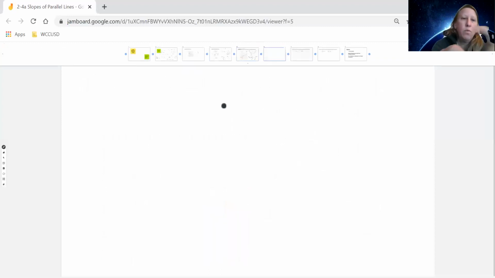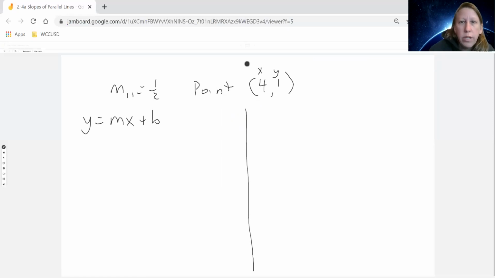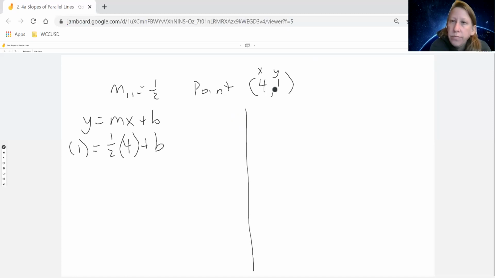Okay, so we have a slope of the parallel is 1/2, and we have a point that is 4, 1. There are 2 strategies, actually there's 3. One, you can just look at the graph. The second strategy is you can write the equation y equals mx plus b, and you can put the y as 1, the slope as 1/2, and the x as 4, and then you can find out what the b is through algebra.